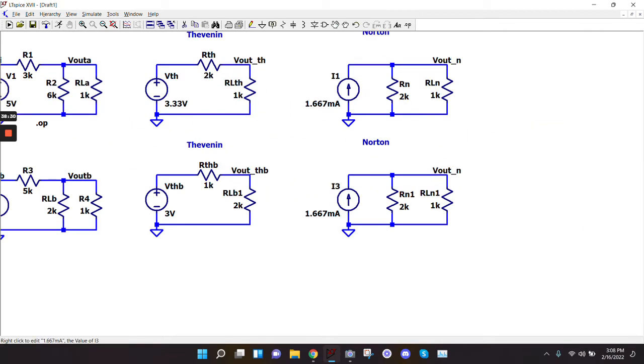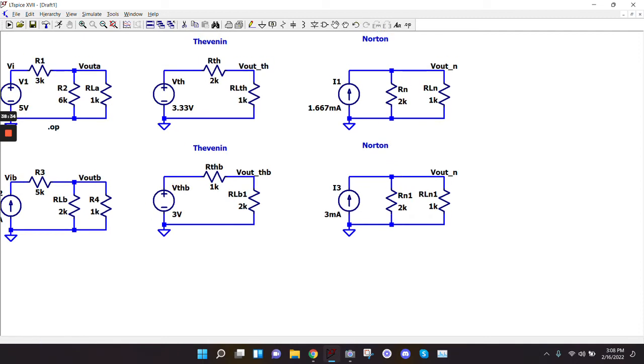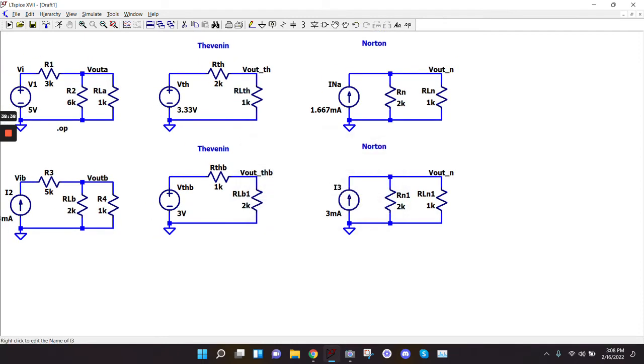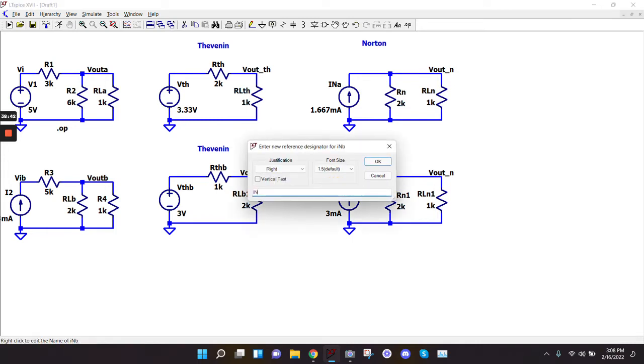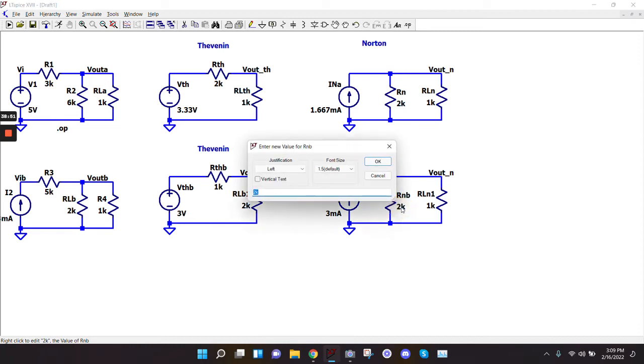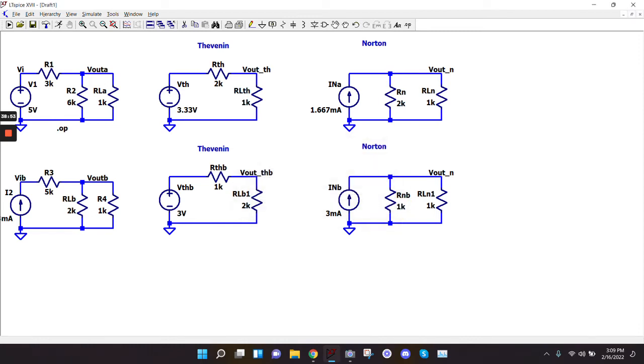All right, so this is going to be 3 milliamps. This is my, I should call this I Norton A, and this is I Norton B. My Norton resistance for B was, what is it, 1K? Yeah, 1K. The same as the Thevenin, right? The same as this. And then my load, so again, I just want to clarify this. This right here is my Norton equivalent.